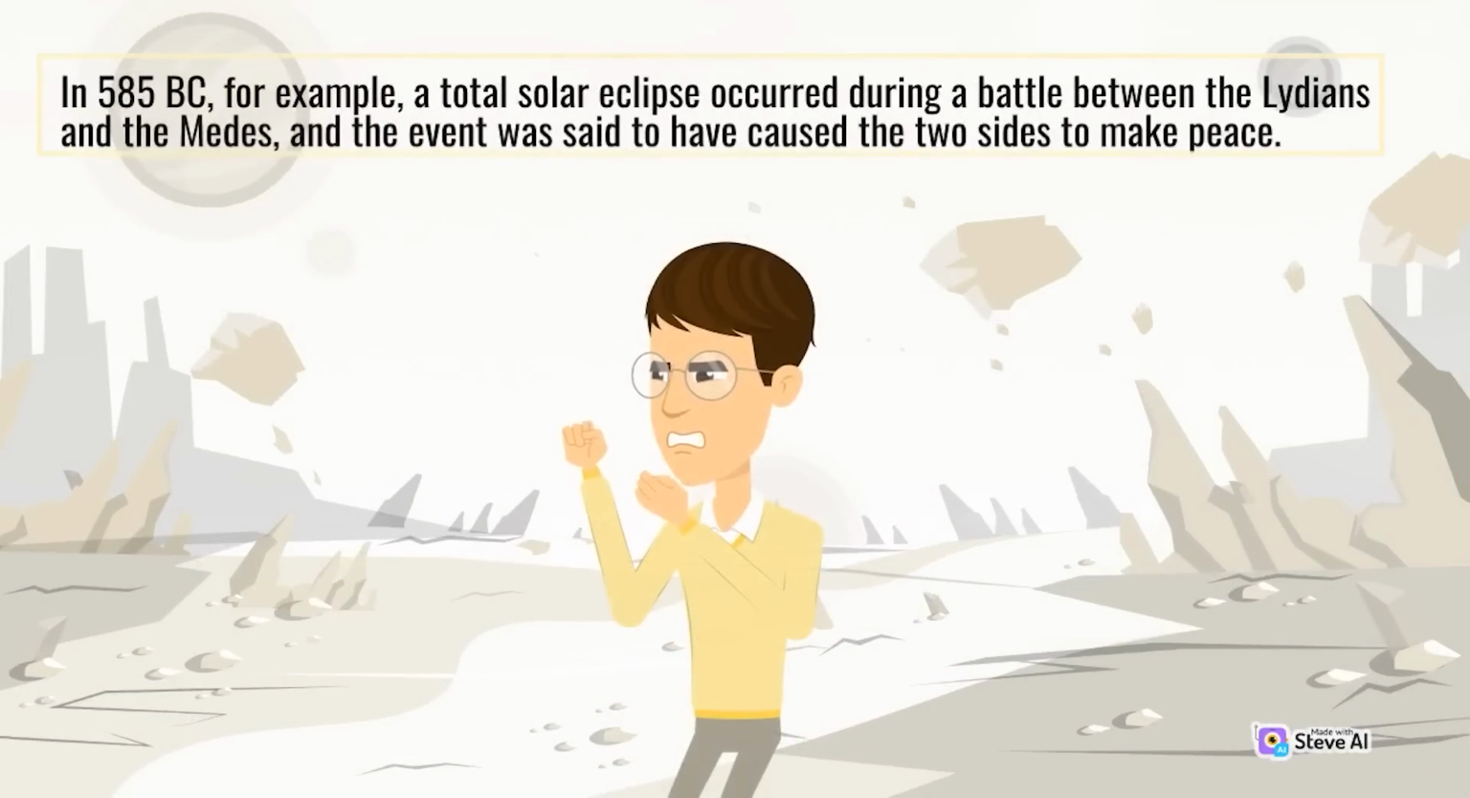In 585 BC, for example, a total solar eclipse occurred during a battle between the Lydians and the Medes, and the event was said to have caused the two sides to make peace.